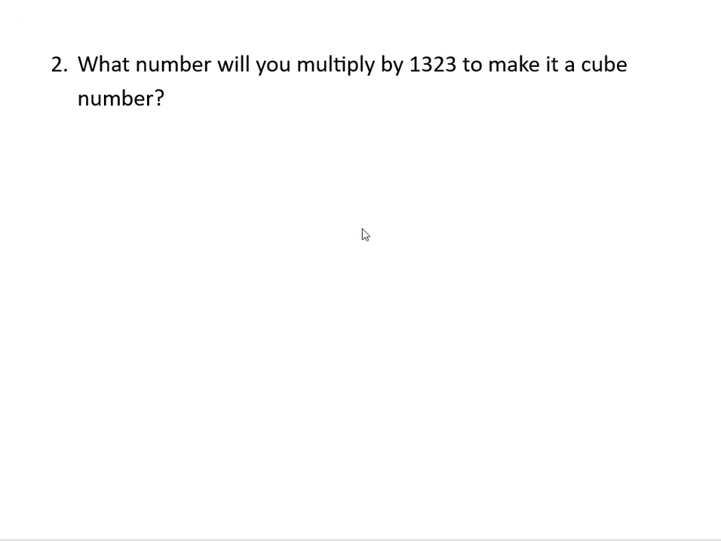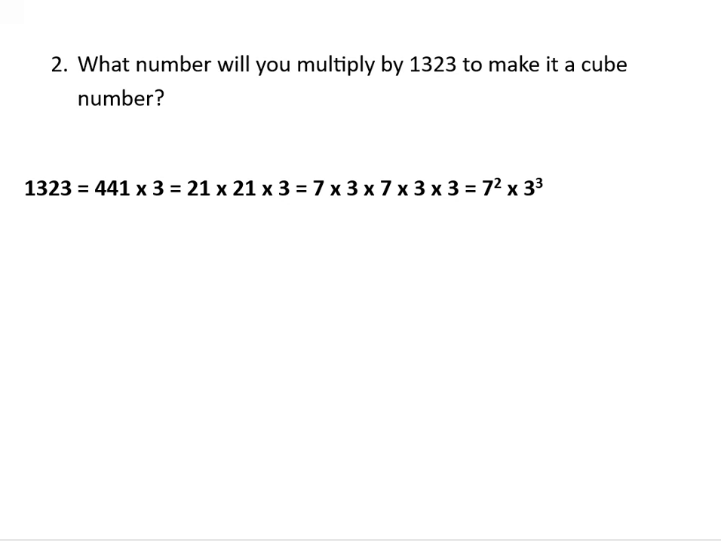The second question is what number you will multiply with 1323 to make it a cube number. So 1323 is not a cube number. We have to multiply this number by some number, which could be 2, 3, 4, 5 or anything, and the final number will become a cube number. So let's see how we can do that.